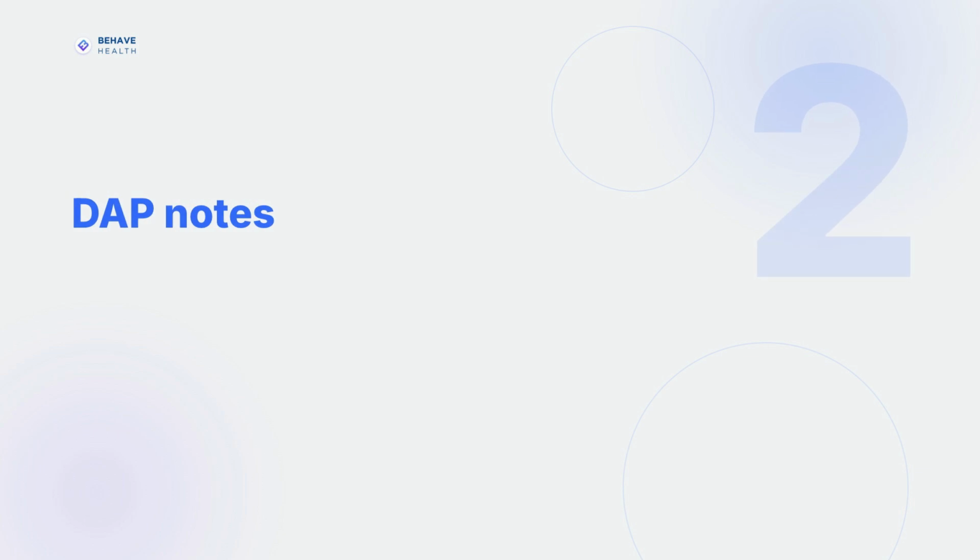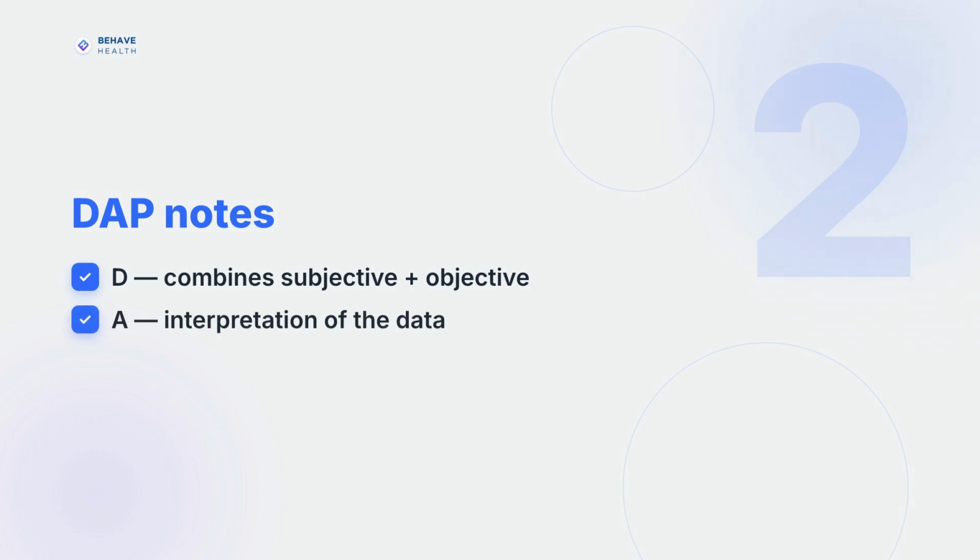Format 2. DAP: Data, Assessment, Plan. Data merges subjective and objective information into a single section, streamlining the structure. Assessment is the clinician's interpretation of the combined data, clinical picture, and progress. Plan sets the next treatment steps. DAP is widely used in SUD and IOP settings where speed matters.